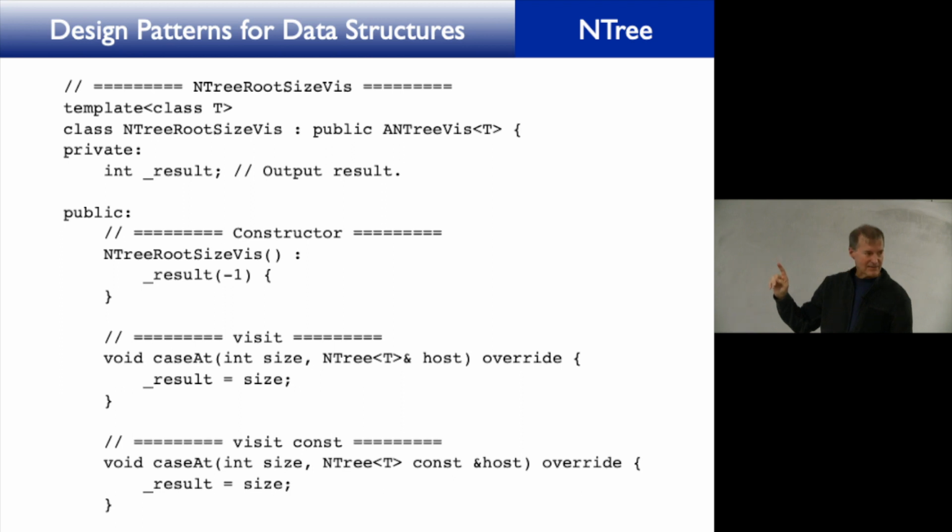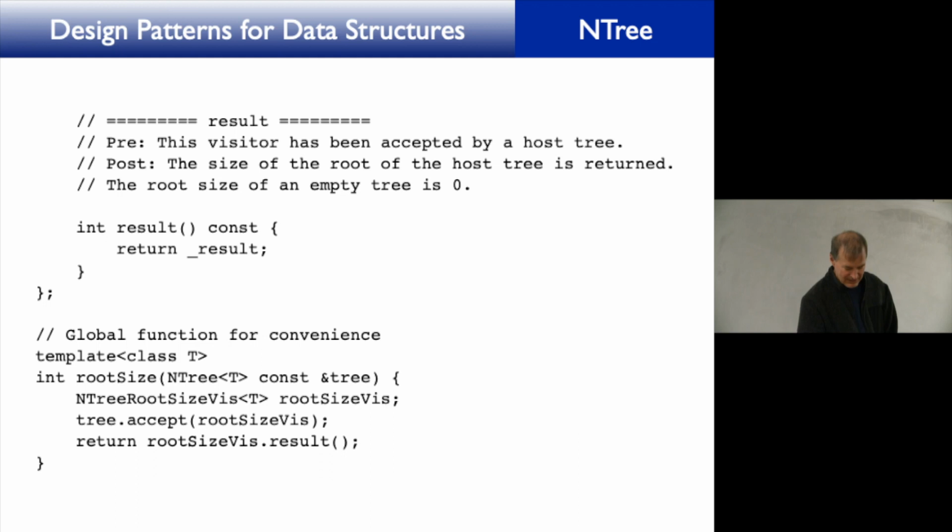One case add. Are you with me? And look, this is super simple because the host is giving us the size, right? So all we do is what? Underscore result gets size, so that sets our attribute of the visitor. And because this is non-void, we have to have a little extra what? Little method? The little result method.